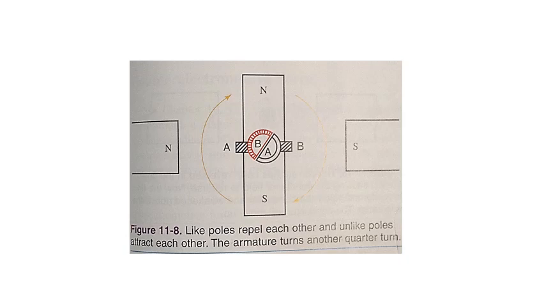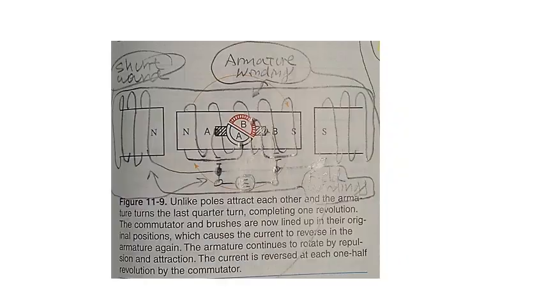In 11-8, like poles repel each other and unlike poles attract each other. The armature turns another quarter turn. In 11-9, unlike poles attract each other and the armature turns the last quarter turn, completing one revolution. The commutator and brushes are now lined up in their original positions, which causes the current to reverse in the armature again. The armature continues to rotate by repulsion and attraction. The current is reversed at each 1/2 revolution by the commutator.